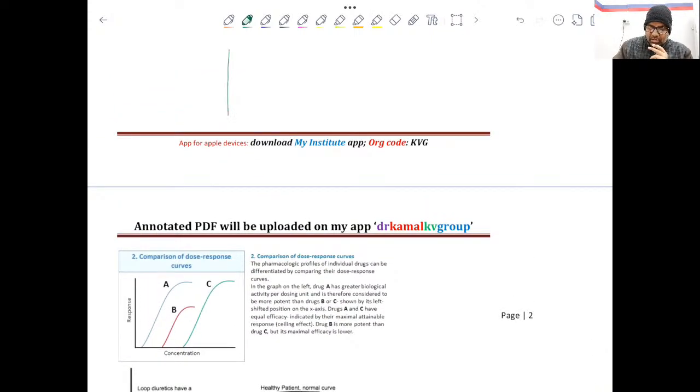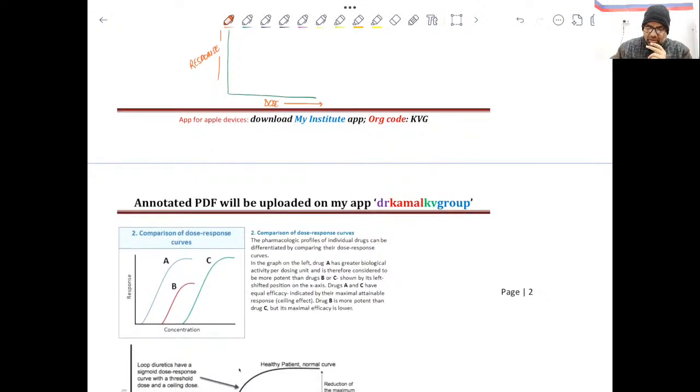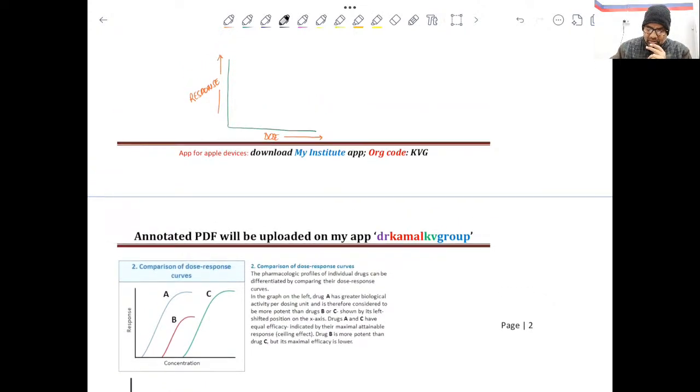So you will make a graph like this. Now this is the dose response curve. So this is the dose of drug, and on this axis we will count the response or the effect of the drug. So this is the dose response curve. Now here, suppose we are giving one drug and this is the amount of the drug, it can give you this much effect, right? So this is the effect at this dose.